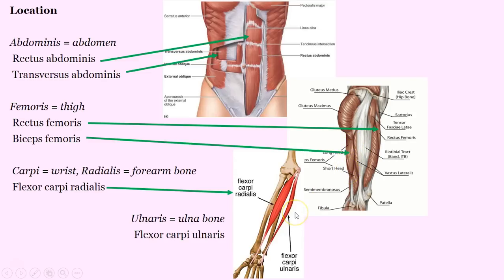Wrist, carpi. You'll see lots of muscle names in the forearm with carpi in it, and so that refers to the wrist. Ulnaris, the ulna. So we have the ulna here, flexor carpi ulnaris. So we actually have the action name and 2 location names. So at first when people study anatomy, they think, oh, it's just a bunch of crazy words. But no, this muscle flexes, it inserts at the wrist, and it lies along the ulna, the bone of the forearm. That makes a lot of sense.